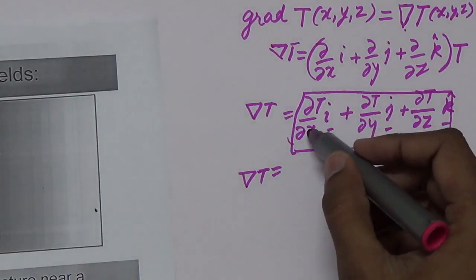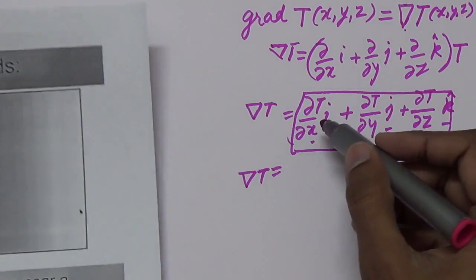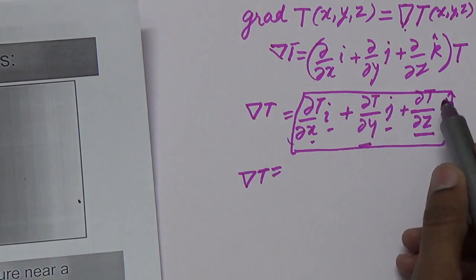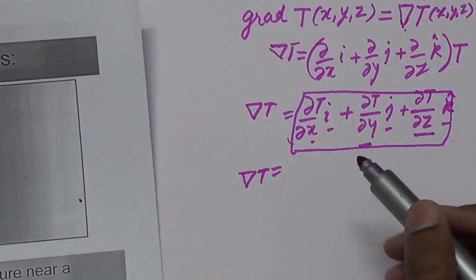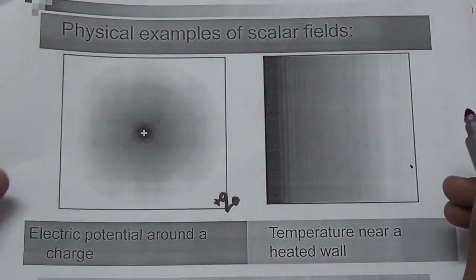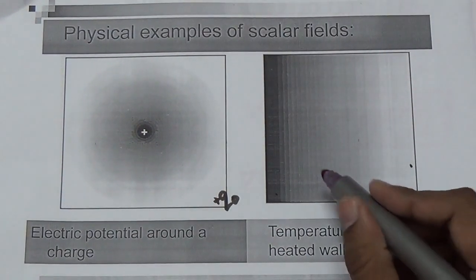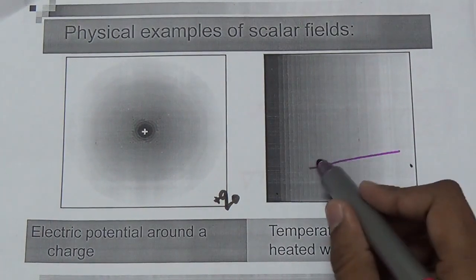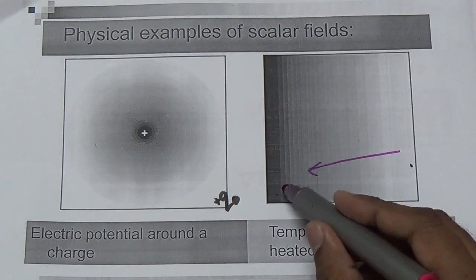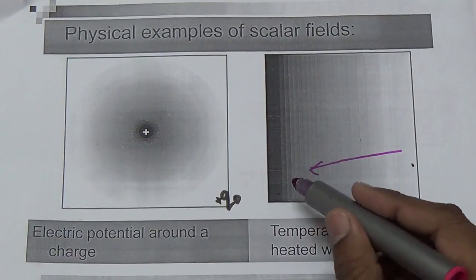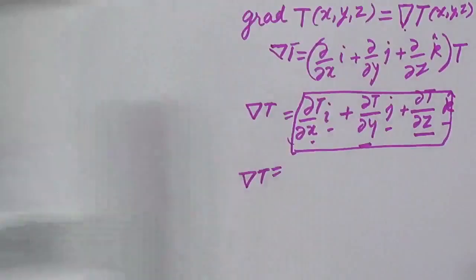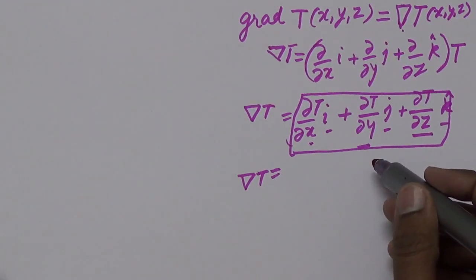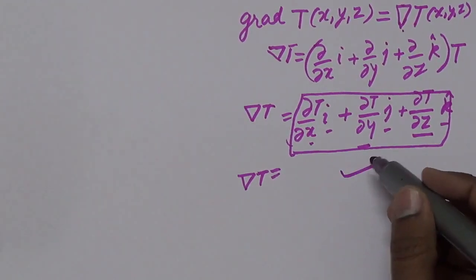Through this del T upon del x we can find out the magnitude, and with the help of this i, j, k we can find out the direction. So what will be the direction? When we take the gradient of any scalar field function, the direction will basically be towards the maximum change. Maximum change is occurring towards the high temperature. So this will be the result of this gradient operator about the direction.